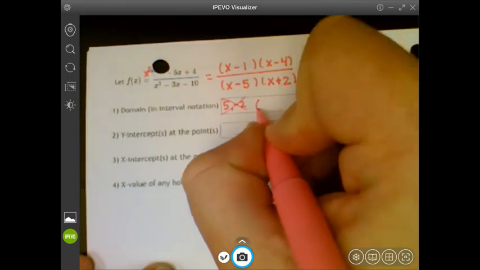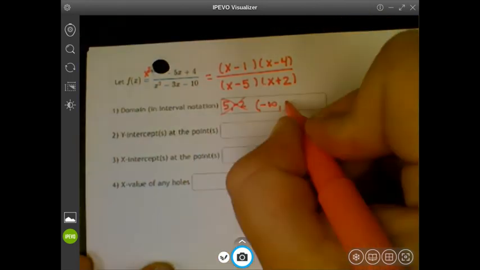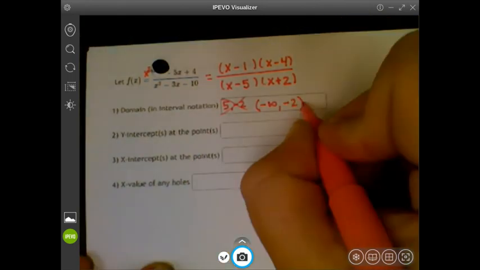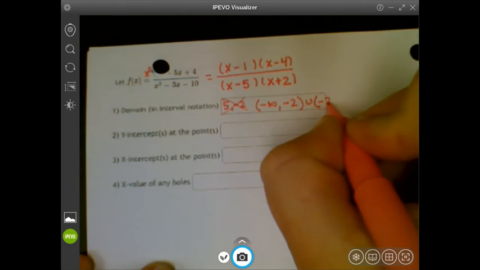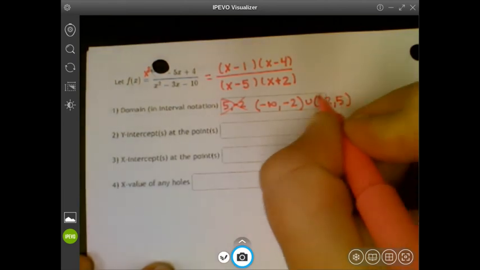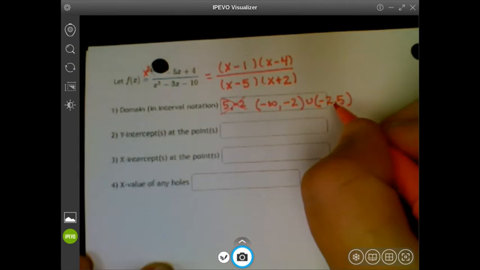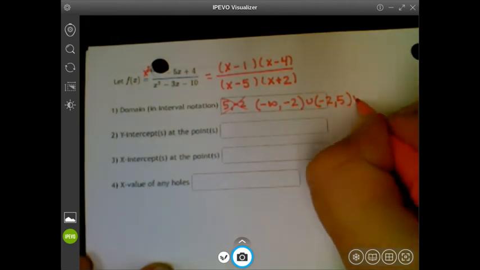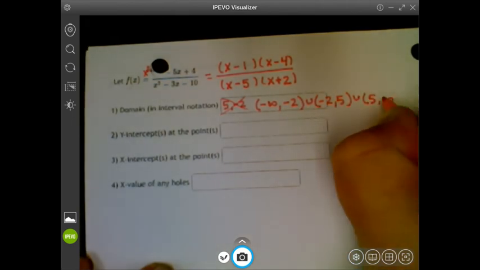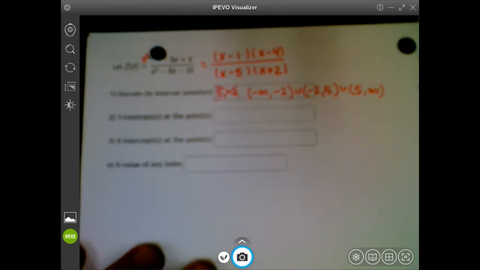It has to be written in interval notation. So negative infinity to negative 2, then negative 2 to 5. By the way, don't skip the stuff in the middle. It's included. There's no issues with the stuff in the middle. Some of us just do this and then jump straight to the 5 to infinity. There is stuff there, and it's part of the domain.